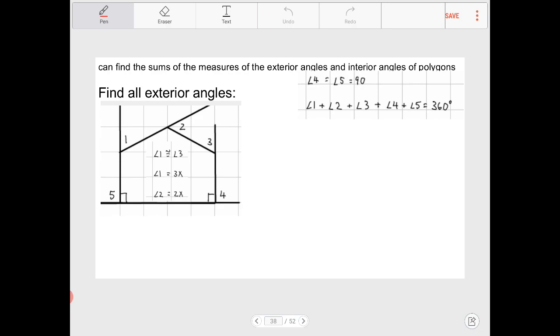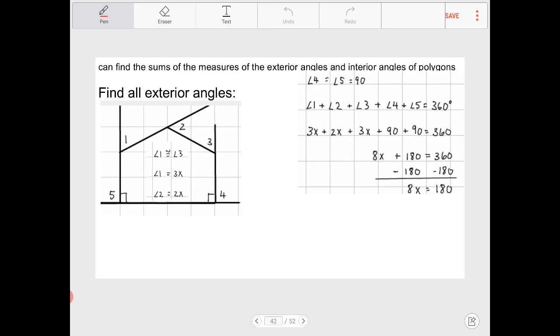And then I'm just going to perform all the necessary substitution. So I know that angle 1 and angle 3 will both be 3x, angle 2 is 2x, and angle 4 and angle 5 are 90 apiece. Combine like terms, I get 8x plus 180 is equal to 360. Subtract 180, divide by 8. I end up with 22.5 as x.